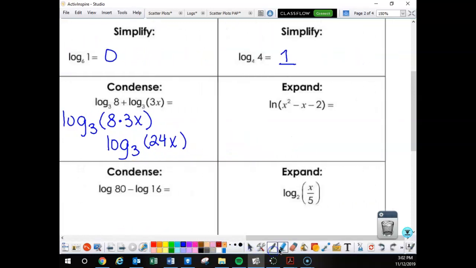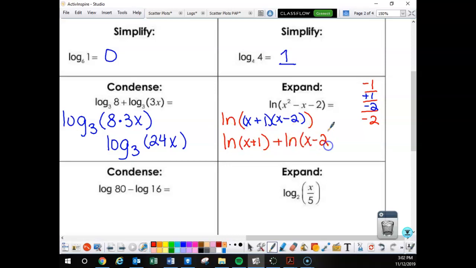If I give you one log, or natural log, and they want you to expand it, then I have to make this into a product. Making that into a product means factoring it. So I need two factors of -2 that add up to -1. If you think about that, that's going to be -2 and +1. So this is going to be x plus 1 and then x minus 2. Alright, so that's my product right here. So I can separate that with addition, so then it's going to be the natural log of x plus 1 plus the natural log of x minus 2. Alright, so that is the product property.